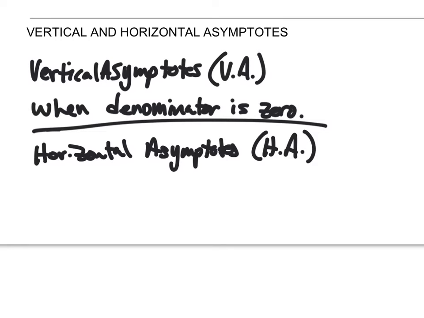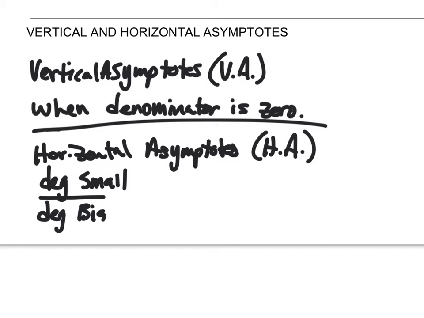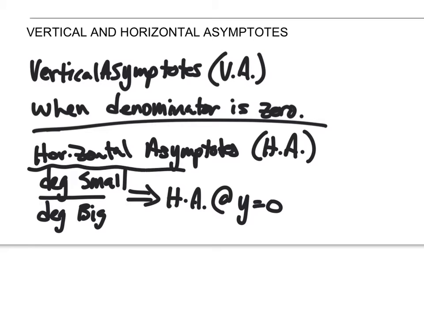Let's talk for a minute. In a rational function, if the degree in your numerator is small, divided by the degree in your denominator being big, then that leads you to having a horizontal asymptote at the line y equals 0, so the x-axis. That's the first option.